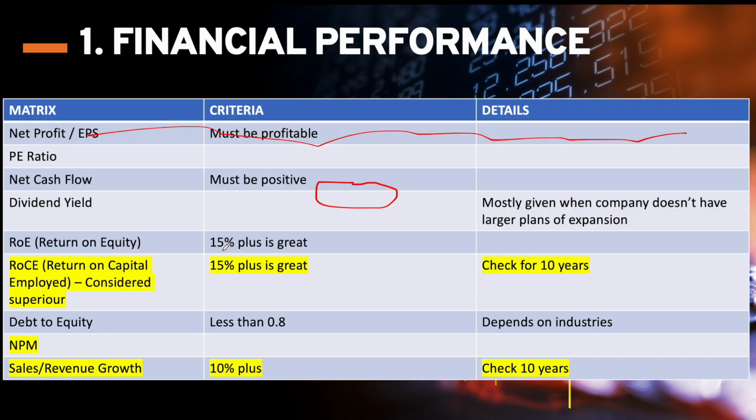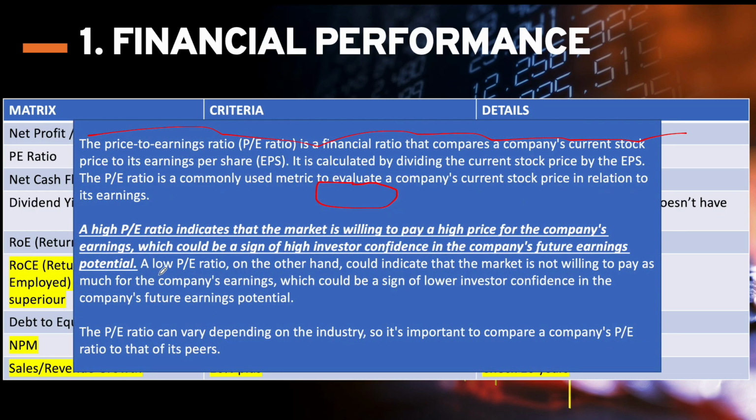The next one is the PE, price to earning. This means how much you are paying for 1 rupee of earning which the company is making. Basically, it is the share price divided by the EPS. The price to earning is a financial ratio that compares a company's current stock price to its earning per share. If you divide the price by the EPS, you will get the PE.